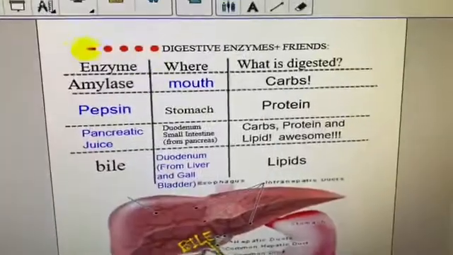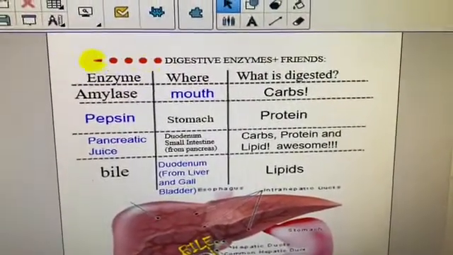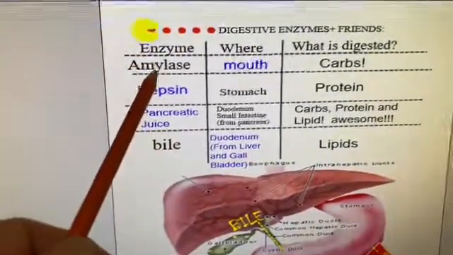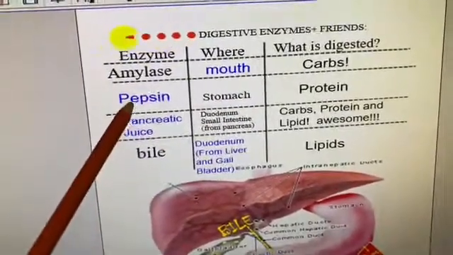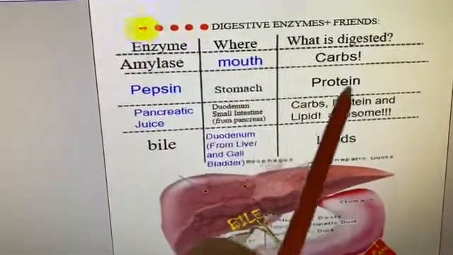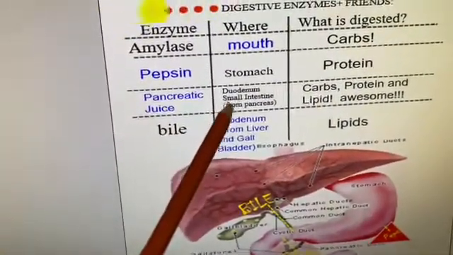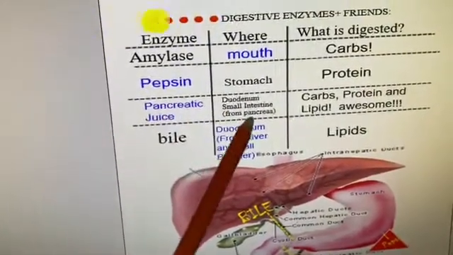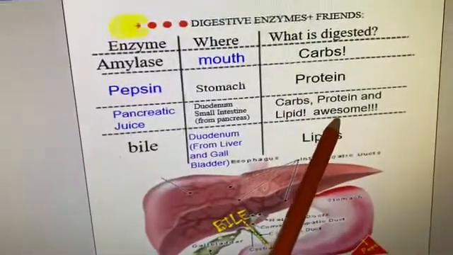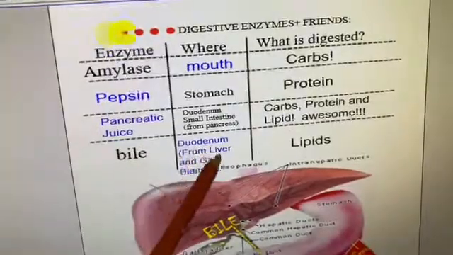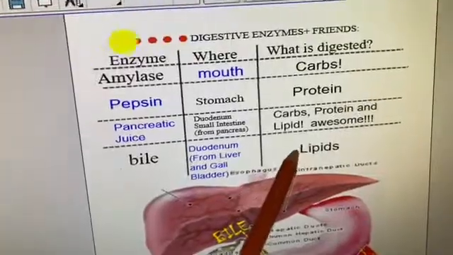Hot dog! Right, so you want to check yourself after you complete this chart in part 2. Amylase is the enzyme that just digests carbs in the mouth. Pepsin works in the stomach to digest protein. Pancreatic juice works in the duodenum of the small intestine. She comes from the pancreas, but she works there. And she digests carbs, protein, and lipid. By the way, she's awesome. And of course, the incredible bile also works in the duodenum, but he's made in the liver, stored in the gallbladder, and he digests lipids.